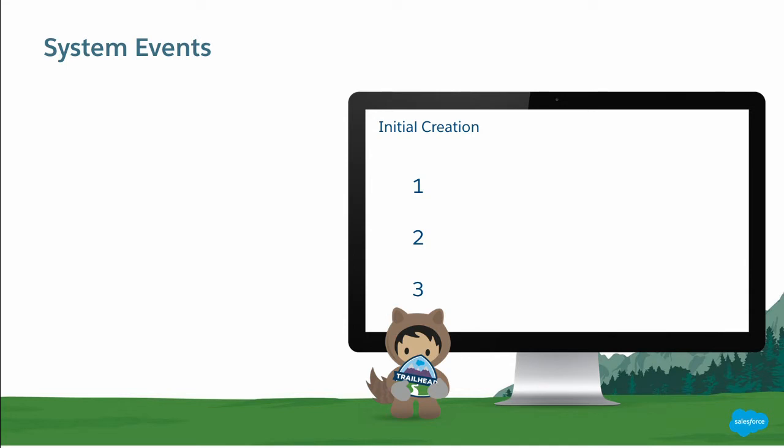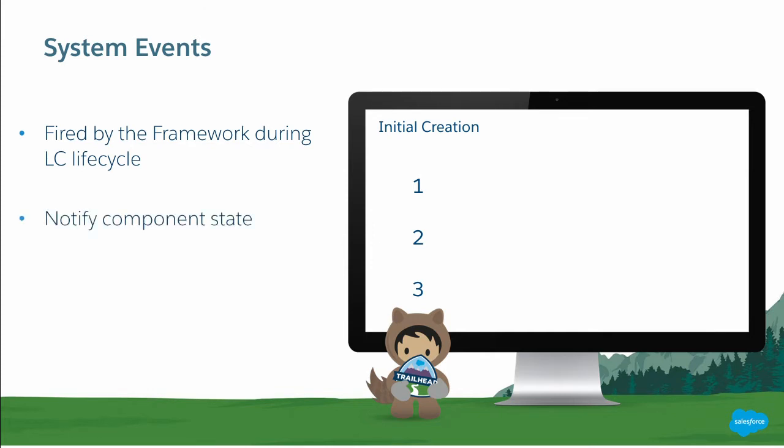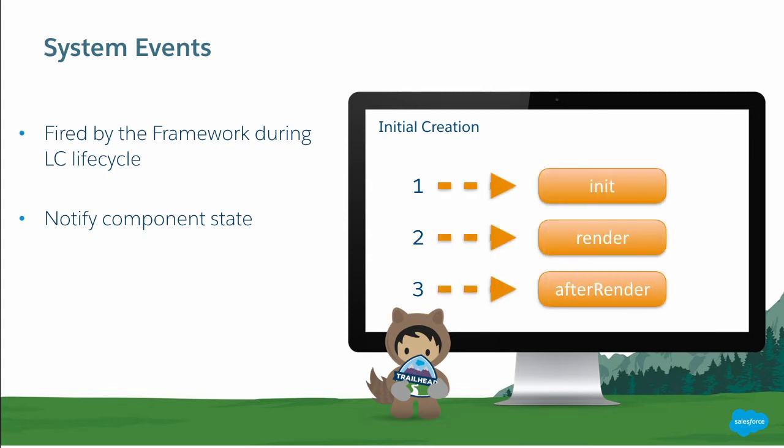And now let's talk about system events. System events are fired by the Lightning framework during a Lightning component's lifecycle, and they indicate component state. It's important for us as developers to know the different states in a Lightning component lifecycle, so we can do a lot of interesting things with code, right? And here are 3 of the system events, in this particular order, that are fired by the framework and that you as developers can handle on your custom components for different use cases. In today's session, we're going to show you an example of how we leverage the render system event.